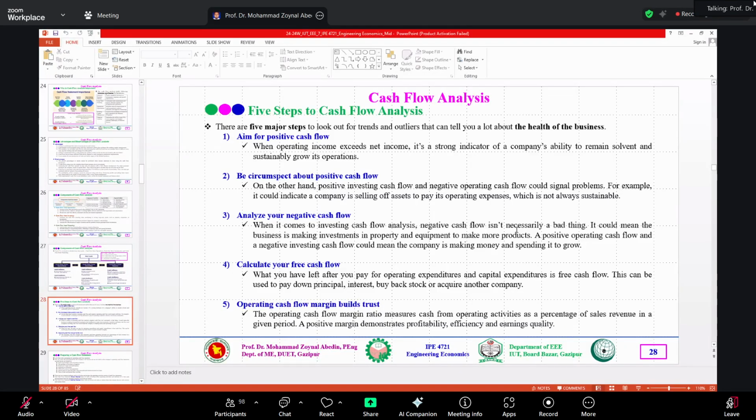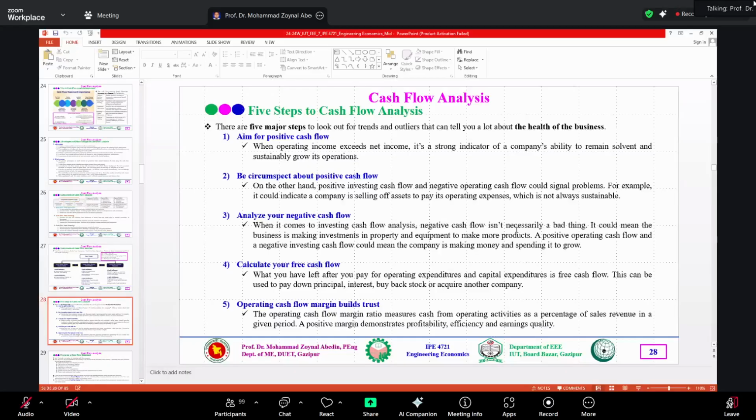So the investing cash flow is positive, but the operating cash flow means you don't have any money in your pocket to operate your company. Obviously you have to sell the assets, the equipment, the land, the building, the furniture, to pay operating expenses, which is not always sustainable. It's dangerous. It's a risk. So number one is very good, number two is a little problem. Number three, analyze your negative cash flows.